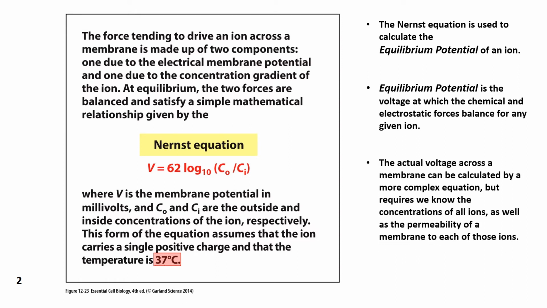The actual voltage across the membrane can be calculated by a more complex equation, the Goldman-Hodgkin-Katz equation, because it considers multiple ions simultaneously, as well as the relative permeabilities of each of those ions. Again, the Nernst equation is only concerned with a single ion at a time and the concentrations of that ion, both inside and outside of the cell, at 37 degrees.